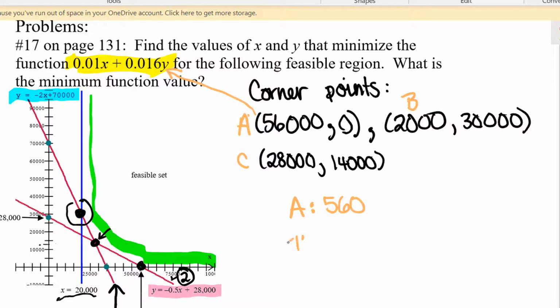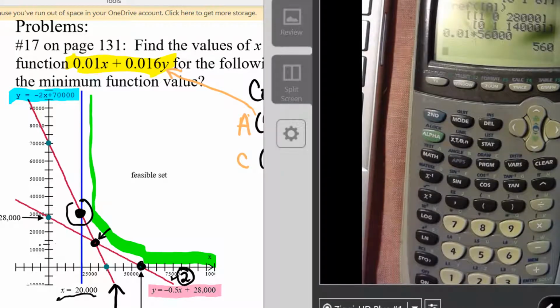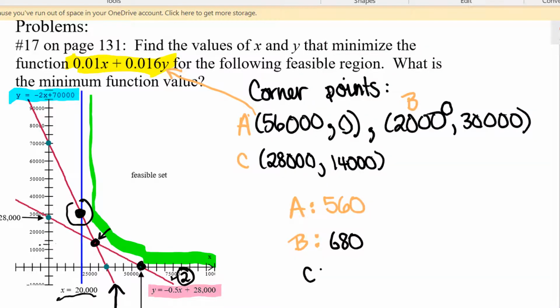Now let's do B. So for B, I see I've made a mistake there. That should be 20,000. I think I said 20,000, but then wrote 2,000. So let's plug in point B. So 0.01 times 20,000 plus 0.016, and the y was 30,000. And I get 680.